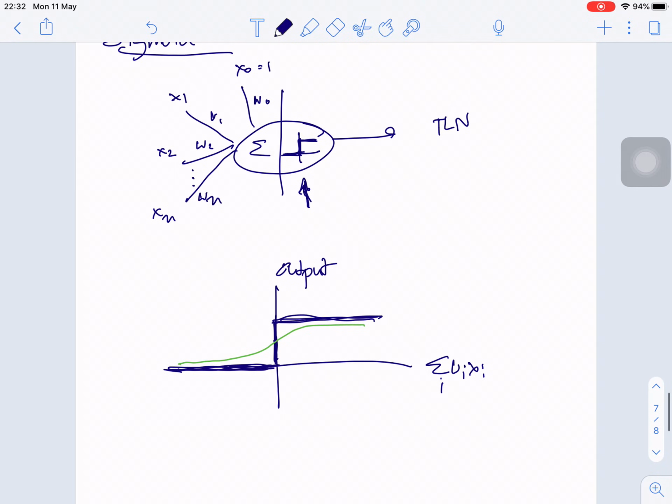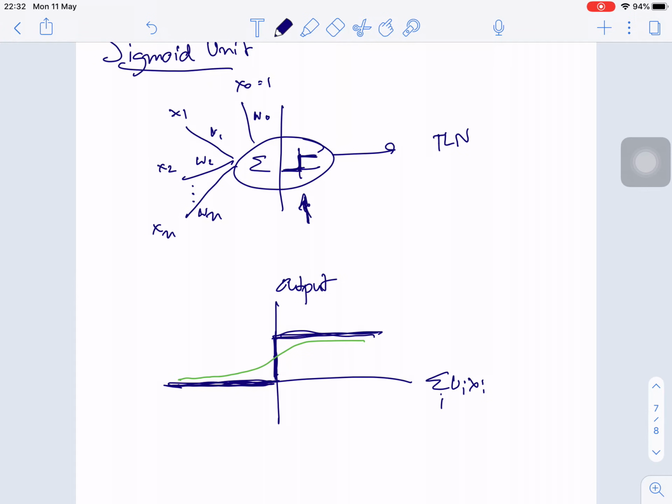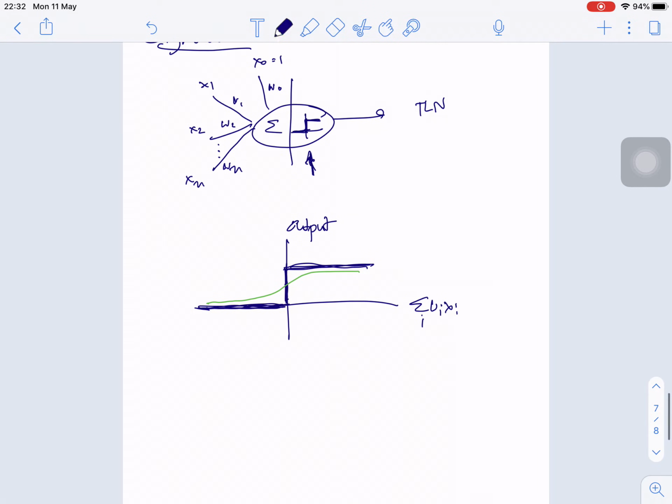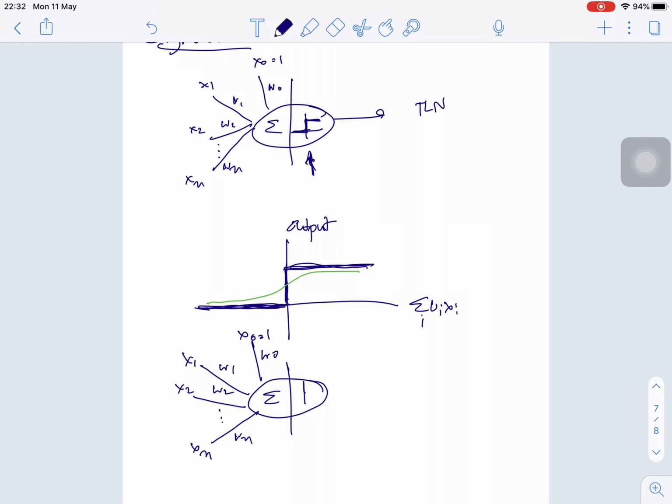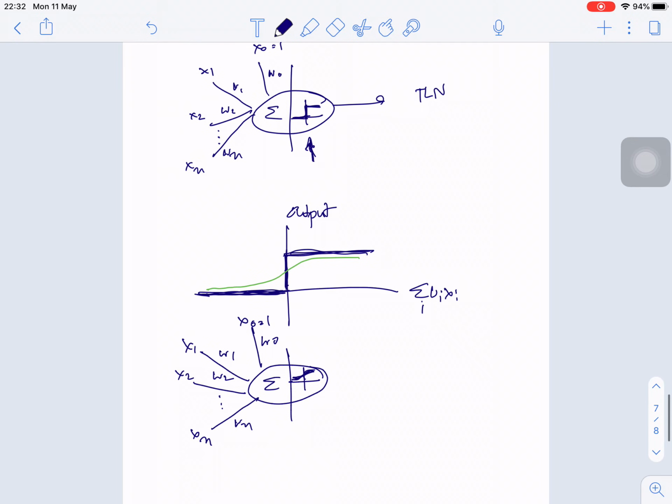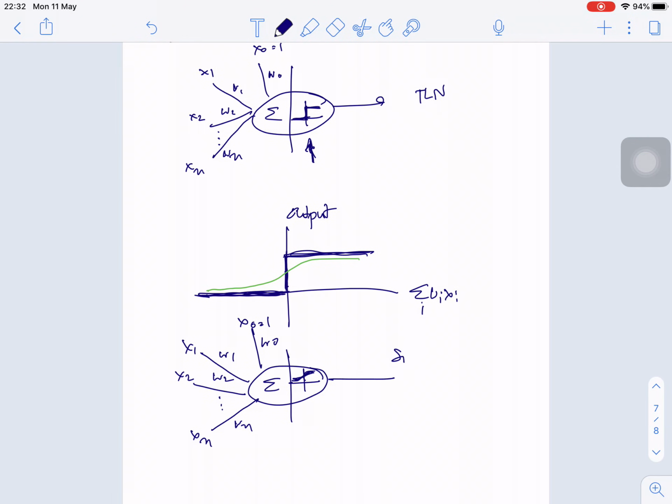Okay, so we can change just this part. We can change it to sigmoid. So the result will be like this. The same thing here: X1, W1, and X2, W2, and finally Wn and Xn. This is a summation, and this is the sigmoid result. It will be like this. Okay, so it becomes the sigmoid unit.